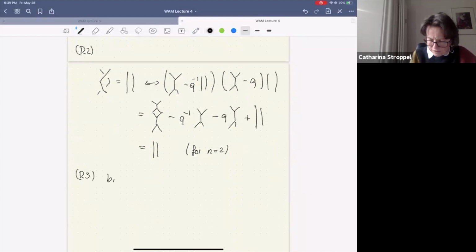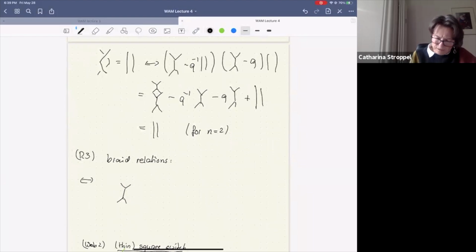Okay. And then R3, I get the braid relations. So I don't want to draw them anymore. But the braid relations, they translate on the website into something a bit more complicated. They translate into an equation which looks like this. So I have 3 types of this merging and split. And on the other side, I have it in the opposite direction.